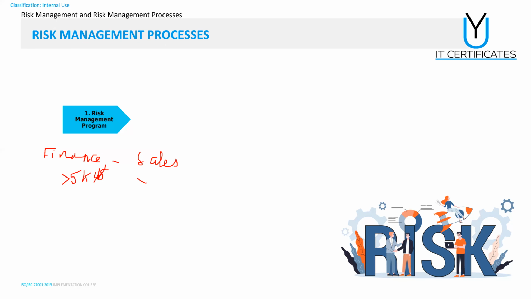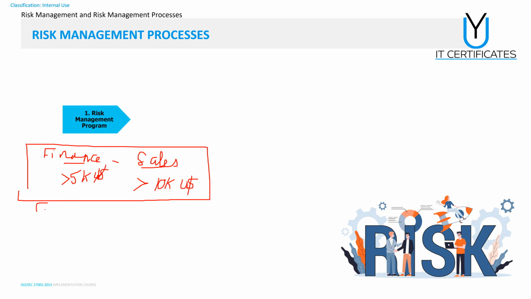Let's consider any risks which will cause the company a loss of more than 10K US dollars as a major risk. Of course, this is nonsense, because whatever the department, whether finance, sales, marketing, IT, or security, all of them are working for the same organization. We must have the same reference and the same results if they are doing the risk assessment.